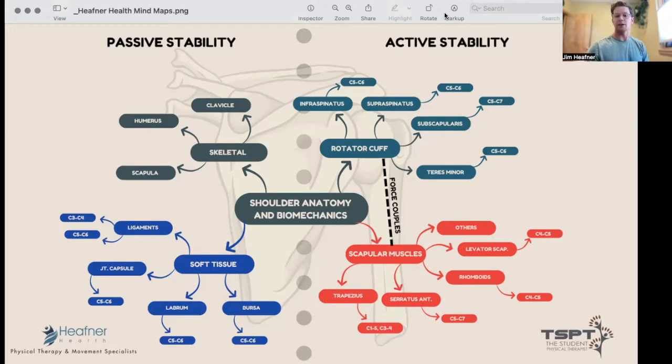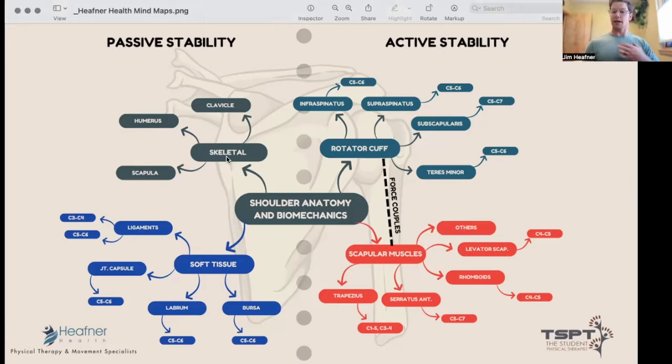When we dive into shoulder anatomy and biomechanics, we're going to start here on the left side of the screen, where you can see the passive stability, and that's going to be our skeletal and soft tissue structures. Yes, you could say that the musculature is a type of soft tissue, but that's going to be active stability. For simplicity's sake, we're breaking it down into passive versus active. So for our skeletal system in the shoulder complex, the scapula drives our shoulder function overall.